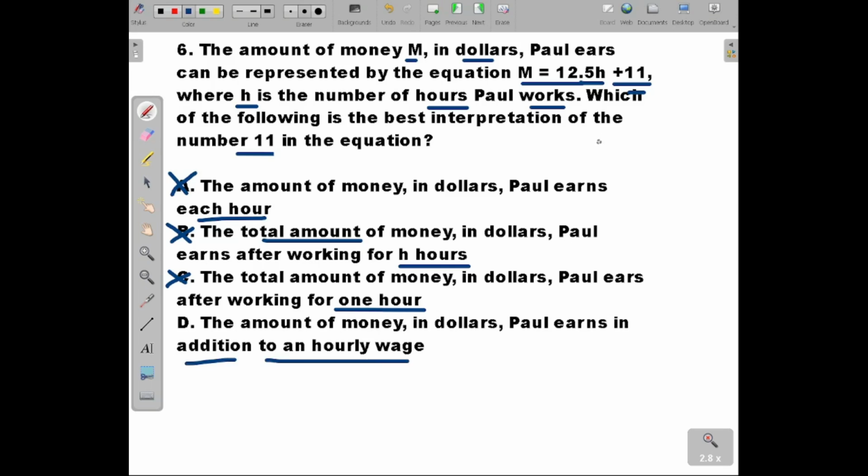And finally D, the amount of money in dollars Paul earns in addition to an hourly wage. We know that this is the hourly wage. So he earns $11 additionally to the hourly wage. The right answer is D.